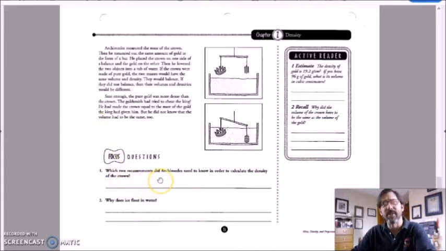Which two measurements did Archimedes need to know in order to calculate the density of the crown? And why does ice float in water?